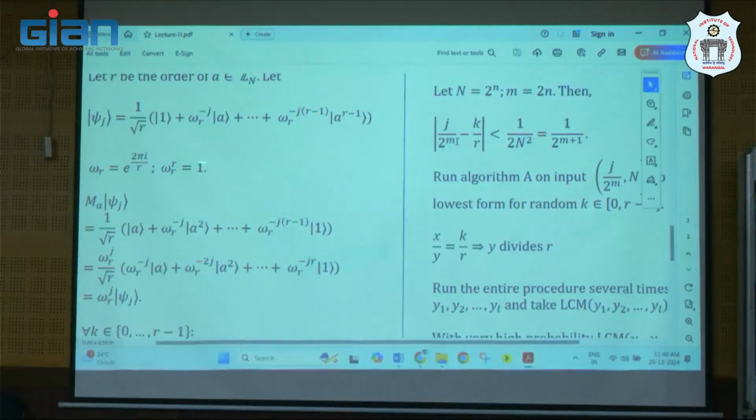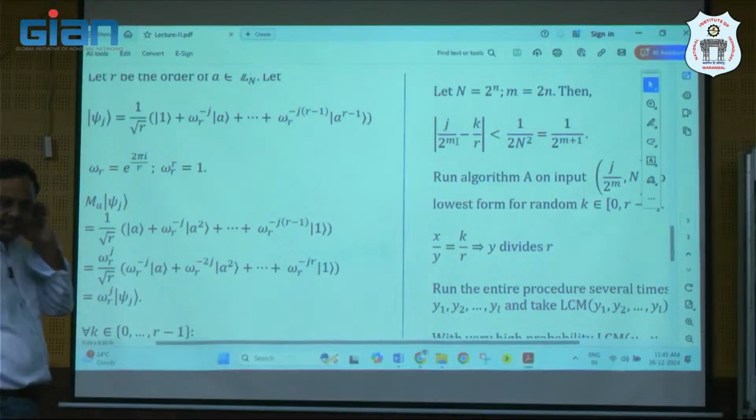Okay, what is omega r to the r? It is 1. The minus j doesn't matter, it is 1, agreed. So we get 1. Now if you stare at this, it is the same as this: 1 has a coefficient here, and this has the coefficient minus jr. So what have we got? The 1 over square root r gets absorbed here, and we get psi j, agreed.